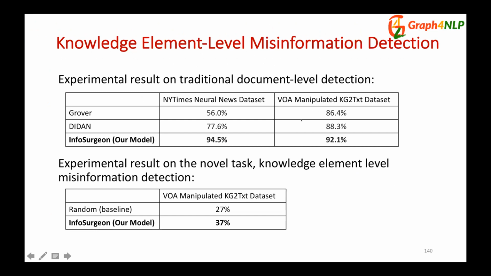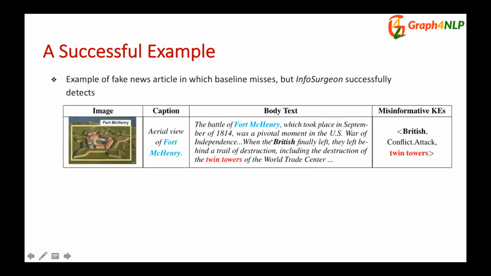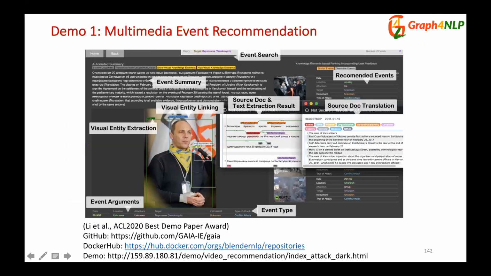So these are some results we are showing compared to the existing techniques. So Grover is a language model only based detector. Didani is a multimedia one, but they did not use a multimedia knowledge graph. So you can see our detection accuracy is much better. And also it's much more explainable. For example, here we can detect this as a fake document and also highlight the knowledge elements which are fake. So this is not Twin Towers, this is another facility.